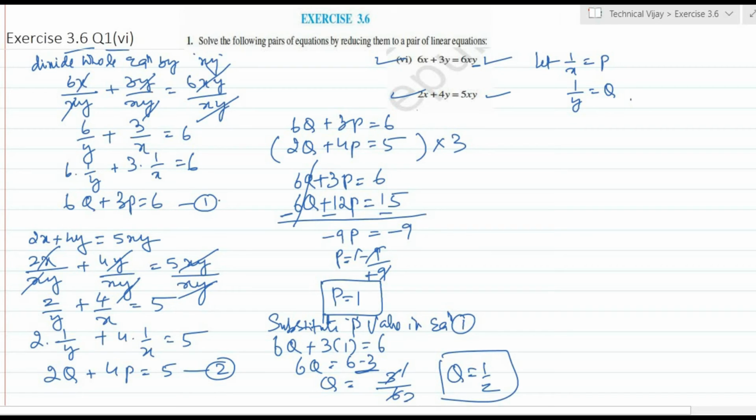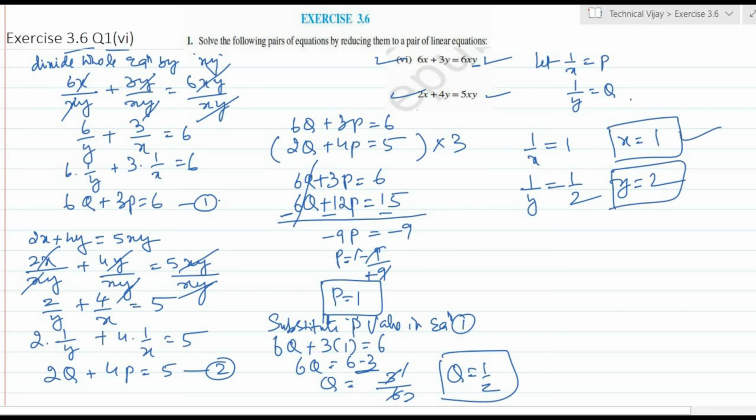So we will substitute here. 1 by x is equal to p, which means 1. So hence x is equal to 1. So here 1 by y is equal to q. Q means 1 by 2. So here hence y is equal to 2. Okay, x equal to 1, y equal to 2. So we will go for the next one.